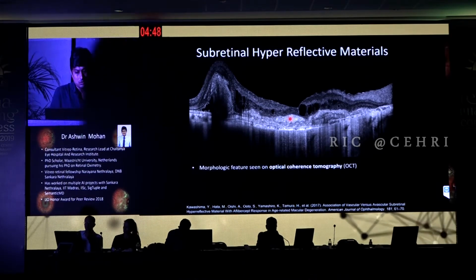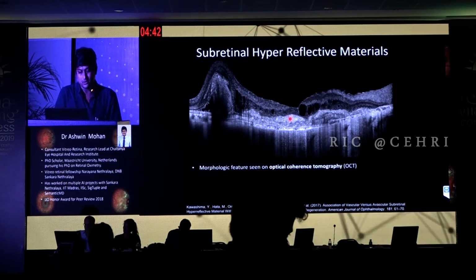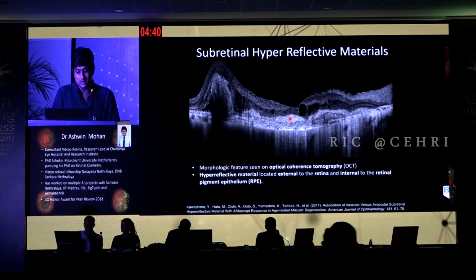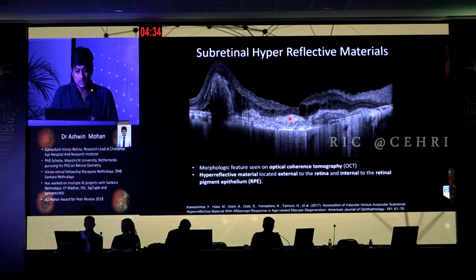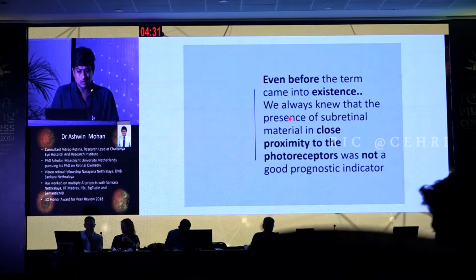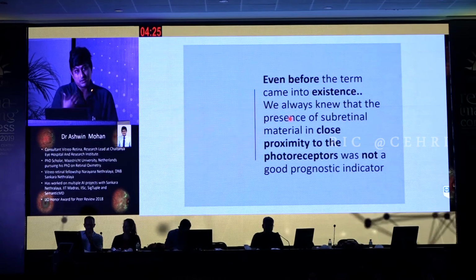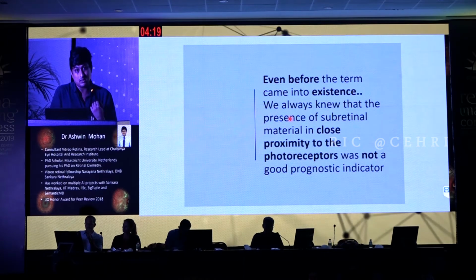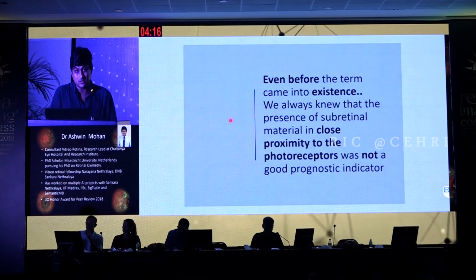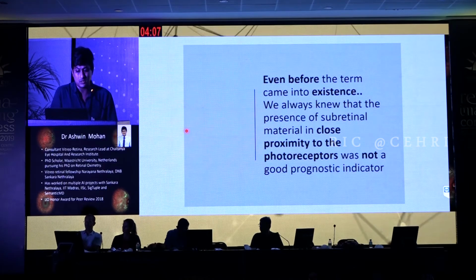which is present subretinally? So by definition in literature, they have defined this as a morphological feature seen on OCT, a hyperreflective material located external to the retina and internal to the RPE. So pretty much like what the term suggests. Even yesterday we had multiple discussions where we said that with the presence of a type 2 CNVM, we would always be more careful compared to a type 1 CNVM, and also when there is a subretinal hemorrhage, we know that it can cause photoreceptor toxicity. So when a material is present subretinally, it is going to cause photoreceptor damage.